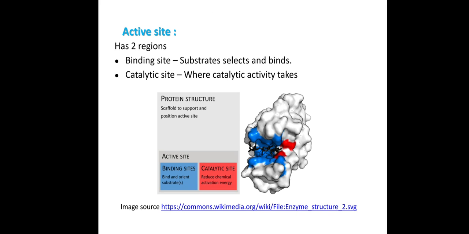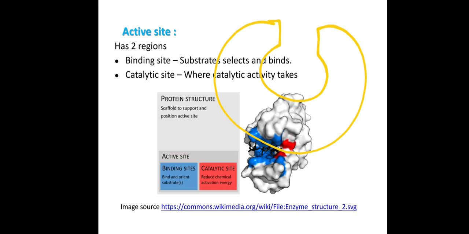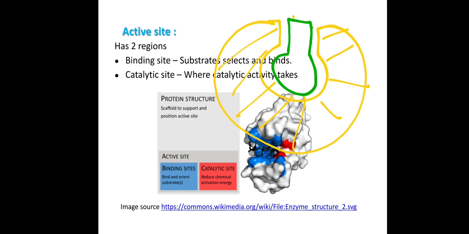Now, this active site will have two regions. One is the binding site, the other one is the catalytic site. Now, we have a three-dimensional picture. Let me go for a two-dimensional one. Let's say that this is the enzyme, and this is the active site. Here in this active site, this is the region to which the substrate is going to bind. So this is called the binding site. Let me use a different color.